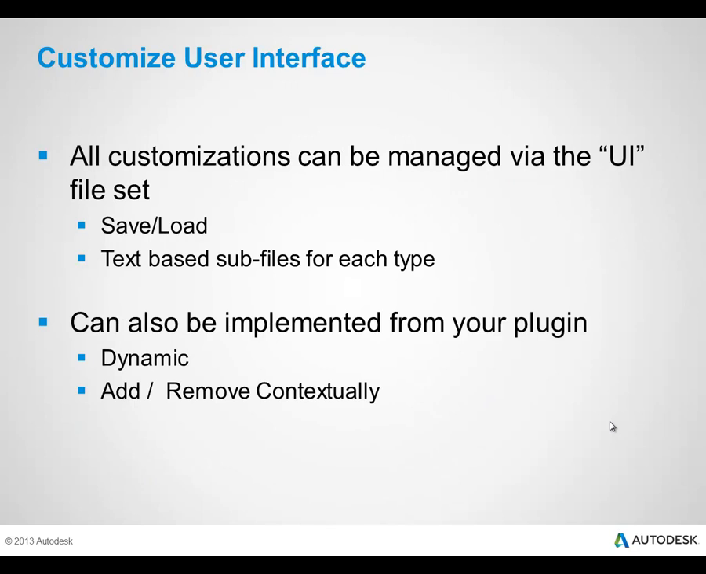So all of these customizations can be managed via this UI file set. Like I said before, you can save and load these files. They're text-based, so it's a file set, so there's sub-files that allow you to look at the toolbar customization versus the menu bar customization. And all of this can also be directly implemented from your plugin. So if you want a contextual menu to come up when your plugin is active, you can very easily do that.